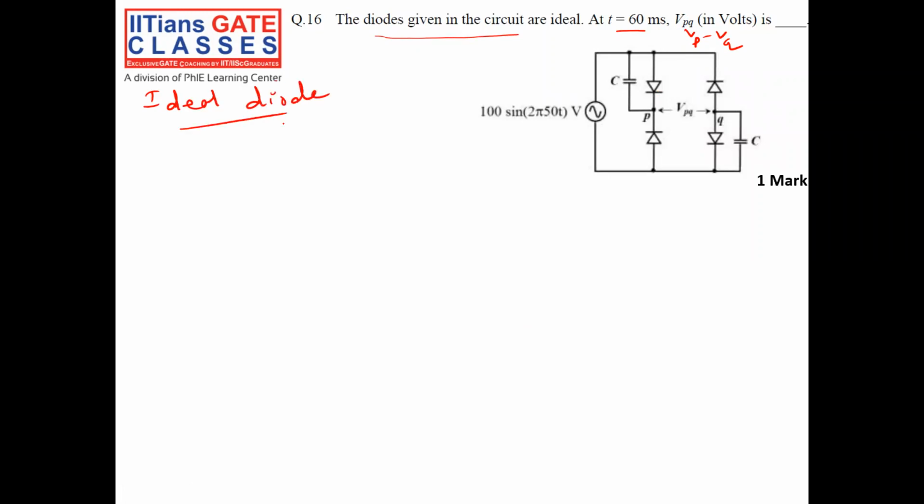The ideal diode has two terminals, one is anode, one is cathode. The current flowing from anode to cathode is denoted as diode current, and the potential across the diode is V diode. This ideal diode operates in two biases. One is forward bias.